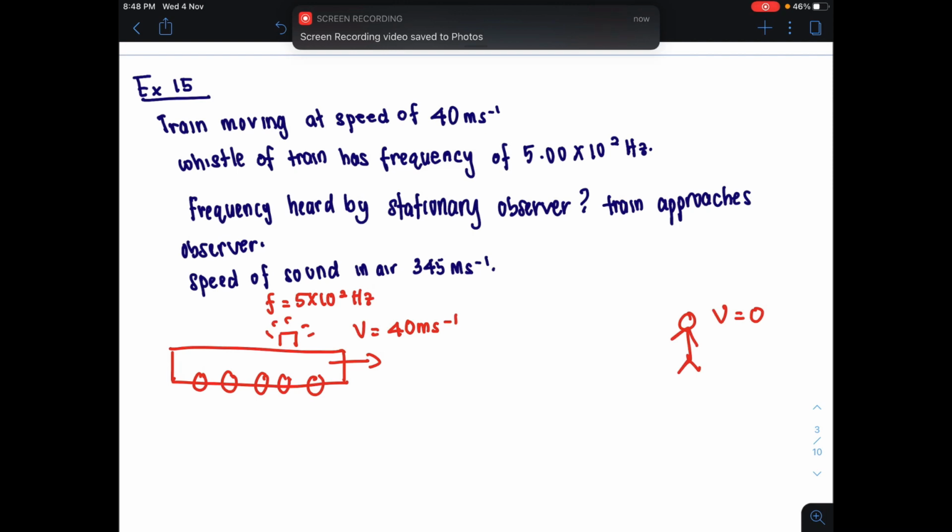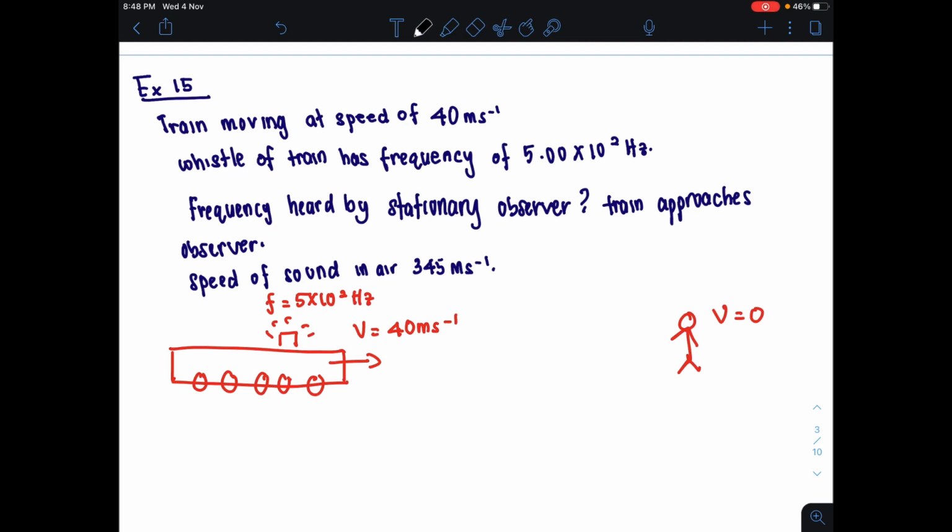Okay, so now we are going to look at the example 15. So kita akan tengok example 15. Soalan dalam example 15 dia cakap a train moving at a speed of 40 meter per second sound its whistles which has a frequency of 5 times 10 to the power 2 hertz. Determine the frequency heard by the stationary observer as the train approaches the observer. Given that the speed of sound in air is 345 meter per second.